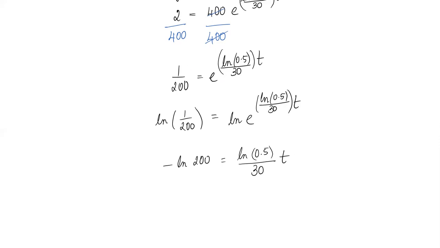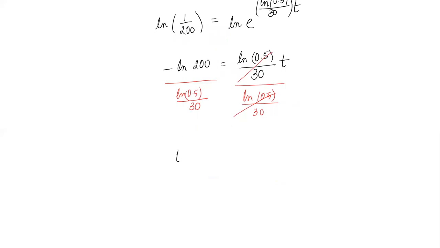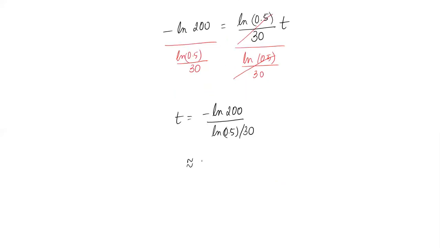And then divide both sides by. And then the T is negative ln 200. If you didn't figure it out as negative ln 200, no worries. Leave it as ln 1 over 200 because your calculator will take care of that. Divided by 30. And that gives you approximately 229 years. I leave the explanation, the interpretation. We've rounded it to the closest year, so that's it.